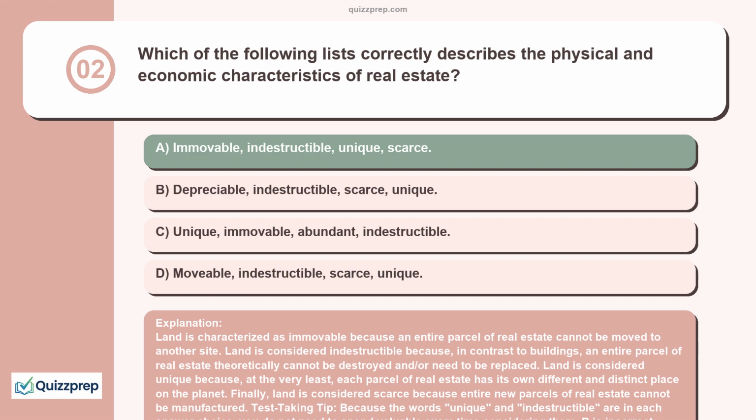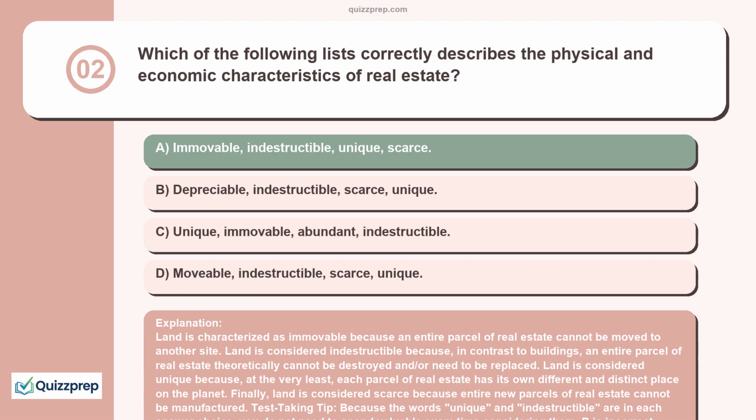Test-taking tip: because the words unique and indestructible are in each answer choice, you do not need to spend valuable exam time considering them. B is incorrect. Land does not depreciate. Why not? Because, in contrast to a house or a building, an entire parcel of land does not wear out and need to be replaced. Test-taking tip: make sure you remember this rule for your exam. Land does not depreciate. C is incorrect.